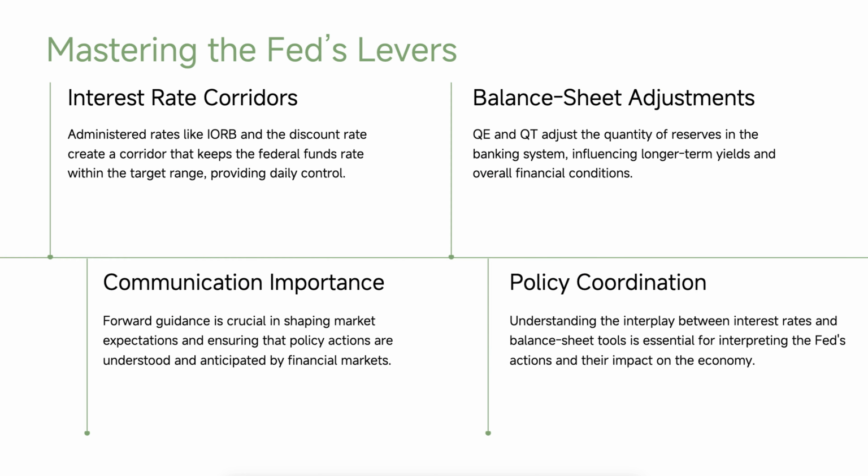Here are the key things to remember. Interest rate corridors: tools like IORB and the discount rate hold the funds rate in its target range. QE and QT: the Fed uses its balance sheet to influence long-term yields and overall liquidity. Communication matters: forward guidance shapes expectations and can stabilize markets. And most importantly, the Fed blends these tools based on the economy's needs, inflation trends, and financial stability concerns. Understanding these levers makes it easier to interpret Fed decisions and how they ripple through markets, businesses, and consumer finances.